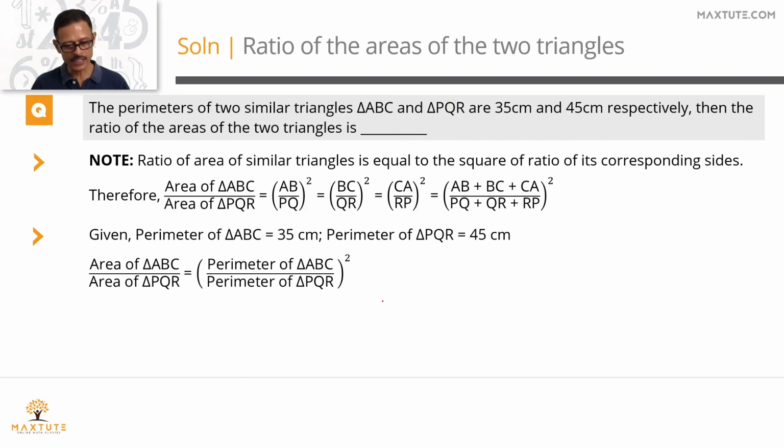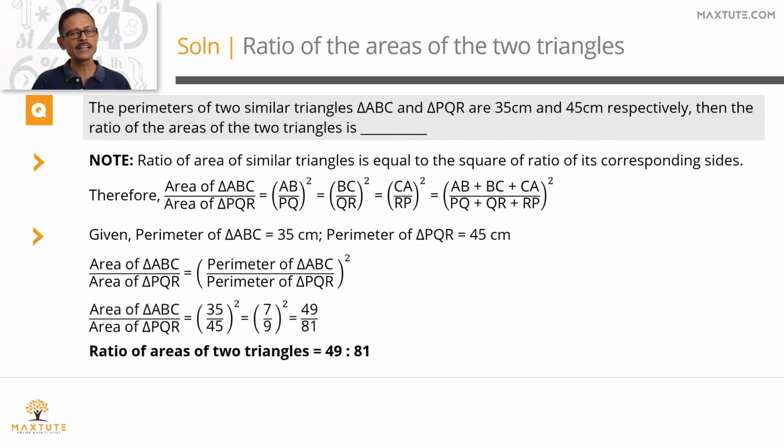Quickly summarize this bit of calculation in a printed form. Perimeters are 35 and 45. So the ratio is going to be 35 upon 45 whole square, which is 7 upon 9 the whole square, 49 upon 81, or the ratio is 49 is to 81, right? So this part is very important. If you realize that the ratio of the sides is given, the ratio of the sides and the ratio of the perimeters of two similar triangles will always be the same.